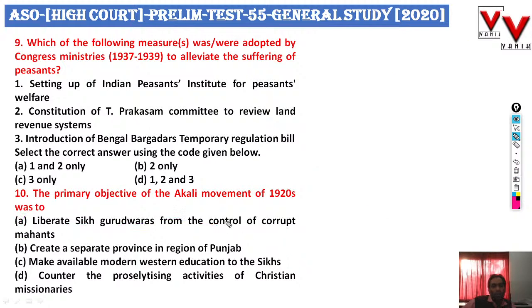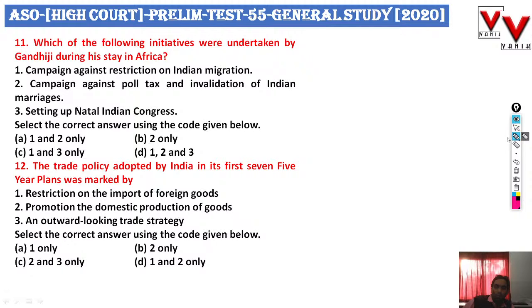The objective of the Akali movement was to liberate the Sikh Gurdwaras from the control of corrupt minds. So the right answer is A. And that was nothing but the religious reform movement in Sikhism. Okay, now we are going to proceed further, and we are going to discuss the next question.